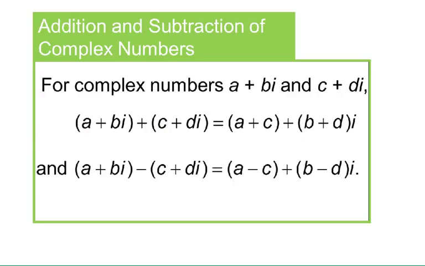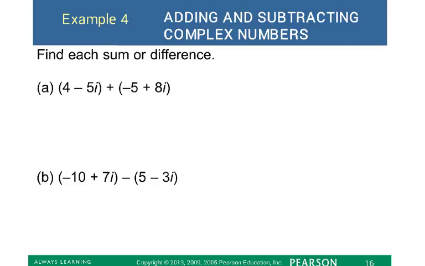See, A plus C right here, those are the real parts we put together. And BI and DI, those are the imaginary parts that we put together. And same goes with subtraction, except it's going to be A minus C and BI minus DI. Okay? So let's put those things to use.